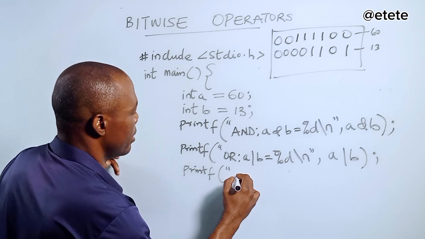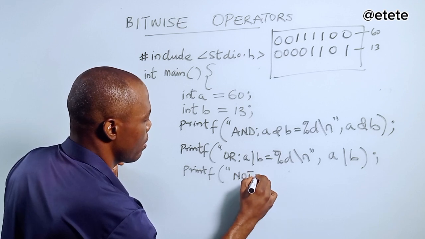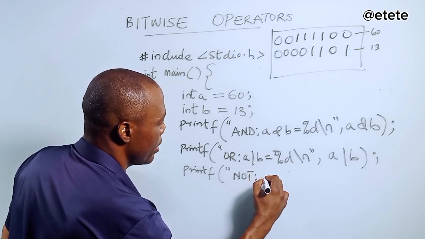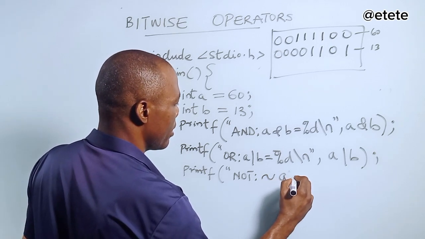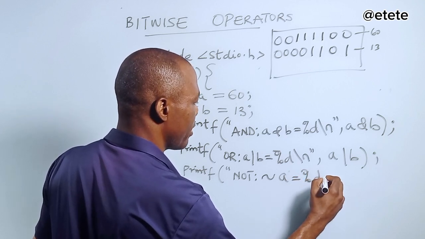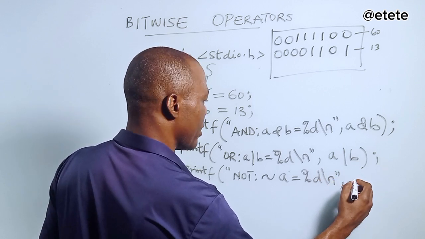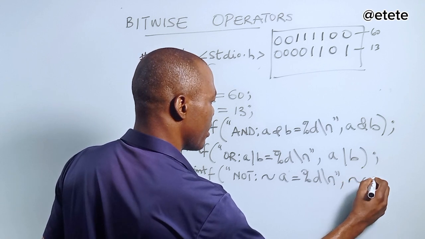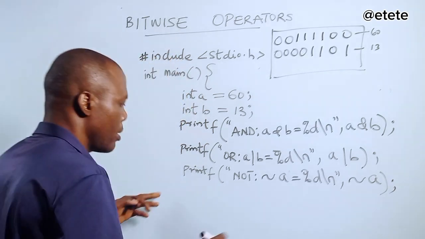Then not. Then I will do this for A, and then I'll put my format specifier, and then new line. Then I'll say not A, and I'll close this.